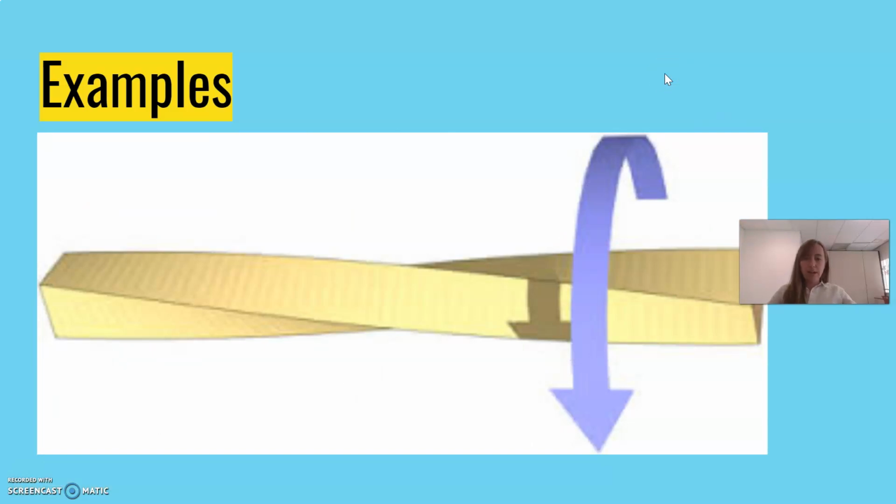All right, and then this is an example of torsion. Torsion just means twisting. You can imagine that, twisting.